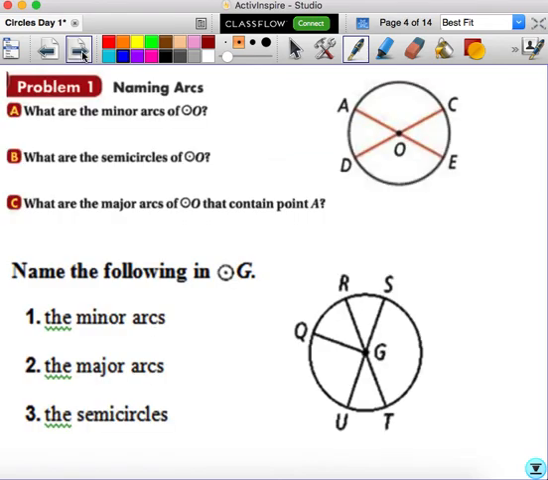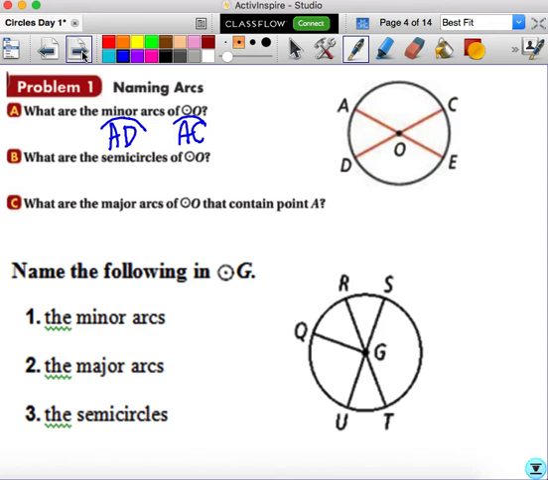So what we're going to do first is just identify what we see. A minor arc, one example of that would be arc AD, arc AC, CE, ED, and so on. We can list several of those here.